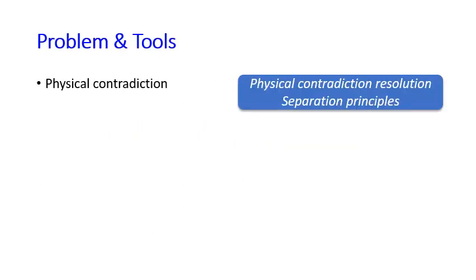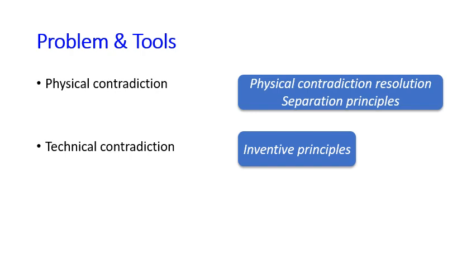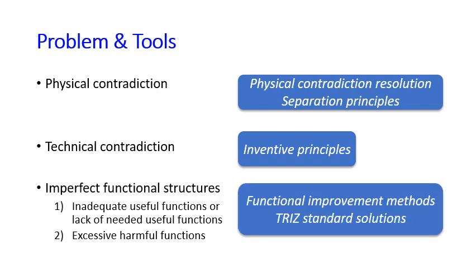Once you have identified the problem, TRIZ may suggest some methods or tools to solve that problem. For example, if you have physical contradictions, then TRIZ has physical contradiction resolution and separation principles to solve that problem. If you have technical contradiction, TRIZ also has principles to solve it. If you have imperfect functional structures, which means that your useful function is not enough, or you have excessive harmful function, again, TRIZ has the tools.